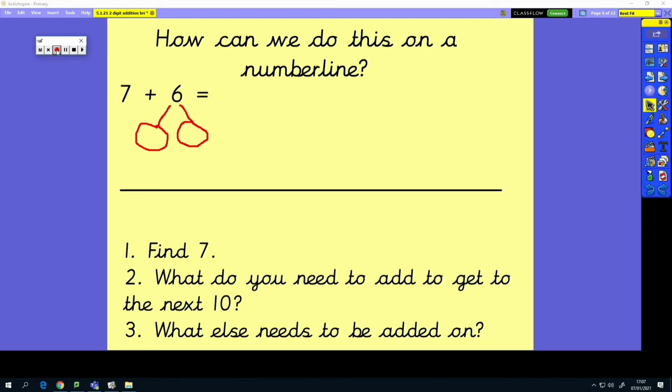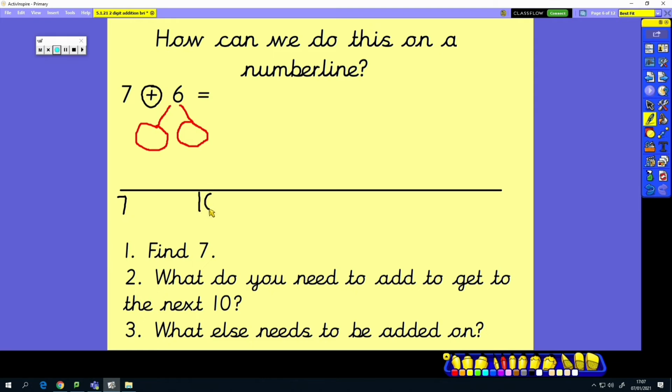We are going to have a go at recapping our make 10 strategy. We have got an addition calculation. As you can see, there is an add sign there, so we're going to circle that first, and then read the calculation as 7 add 6 equals something. On our number line, we are going to put the number 7 and start at 7. Now we need to work out how we can get to the next 10. What do we need to add to 7 to get to the next 10? We need to add 3, because we know that 7 add 3 equals 10.